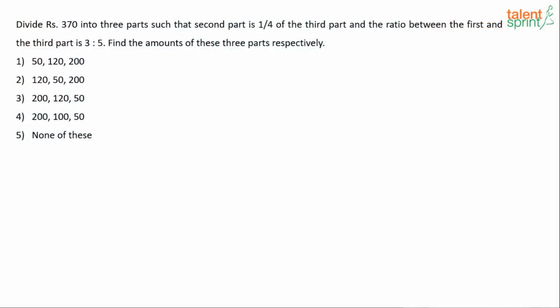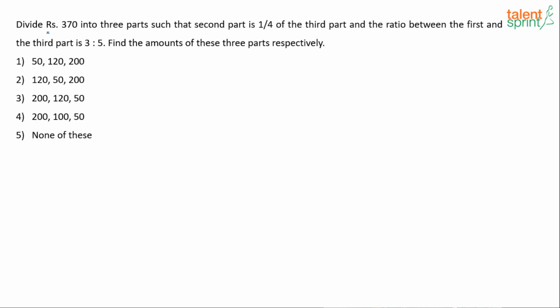Okay. All right. Now the next question. Here we go. Try this. What does it say? Divide rupees 370 into 3 parts such that the second part is 1/4 of the third part and the ratio between the first part and third part is 3:5. Find the amounts of these 3 parts respectively.